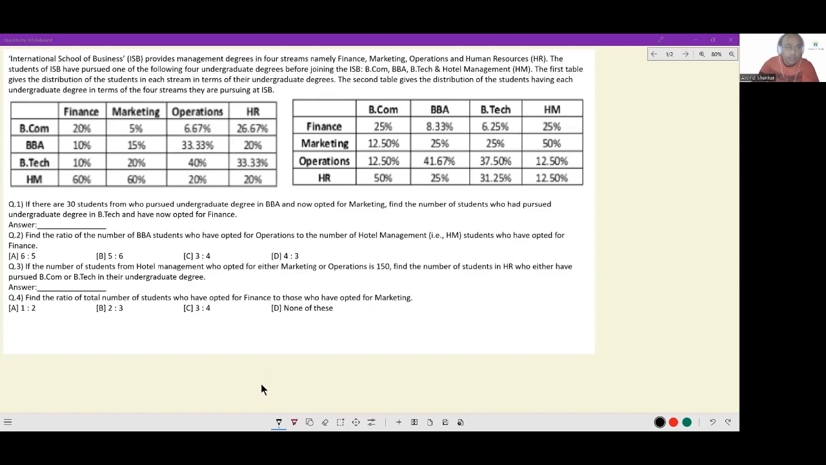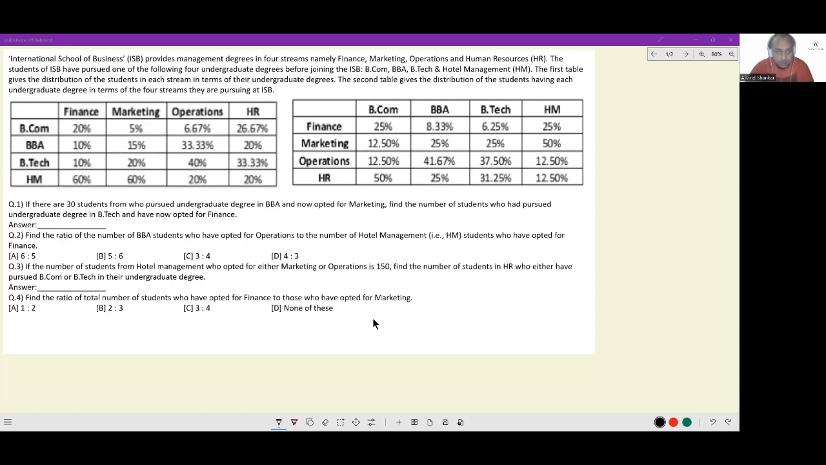Let's look at this set. International School of Business provides management degrees in 4 streams, namely finance, marketing, operations, and human resources. The students of ISB have pursued one of the 4 undergraduate degrees before joining ISB, which is either BCom or BBA or BTech or hotel management. So these are the 4 undergraduate degrees.